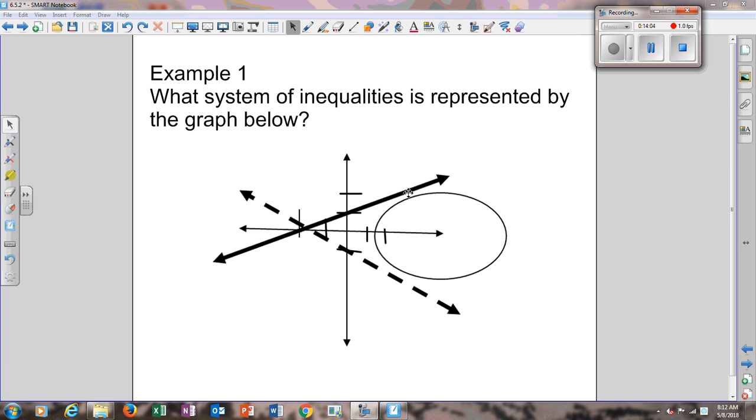Your second equation, it's shaded above the line. It's a dotted line. So it's going to be y is greater than something x minus 1. And look at how this line goes. It goes down 1 and right 2. And so your equation for this one would be y is greater than -1/2 x minus 1. All right?